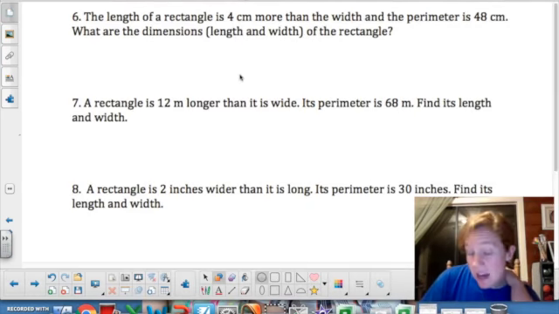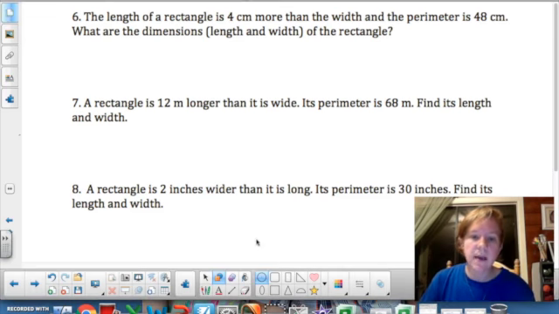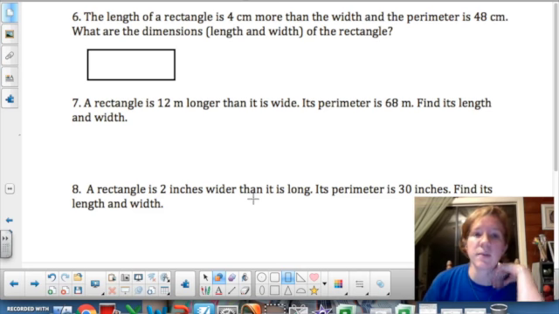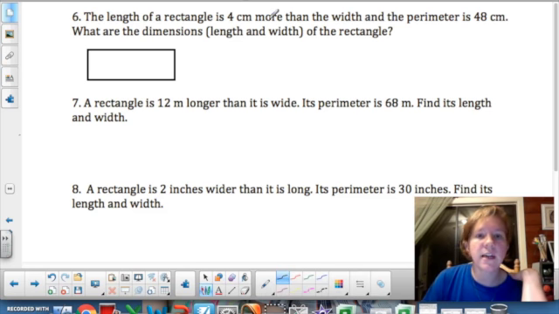Okay, 6, 7, and 8 are all perimeter problems. Anytime you have a geometry problem and a figure isn't given, it's best to start by drawing yourself a little picture. So I'm told that I've got a rectangle, so I'm going to start by drawing myself a rectangle. It just makes things easier to visualize what they're talking about, and it gives you a place to write notes. So the length of a rectangle is 4 centimeters more than the width, and the perimeter is 48. What are the dimensions? So it wants both the length and the width of the rectangle.